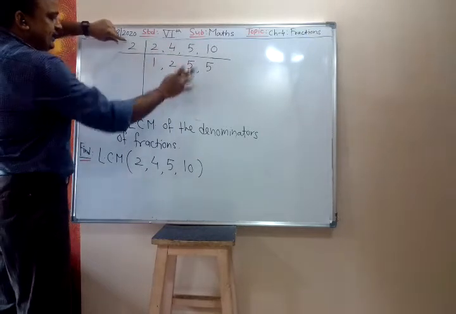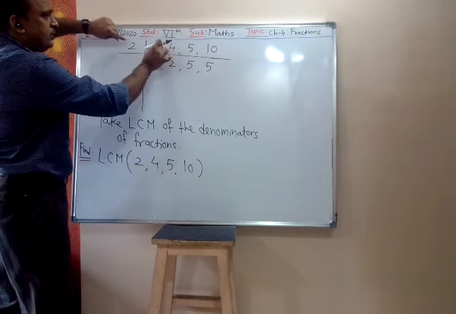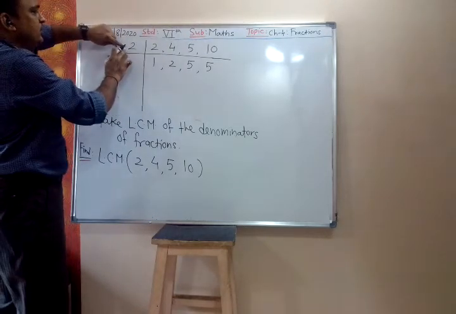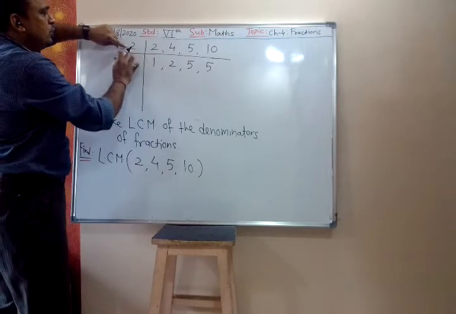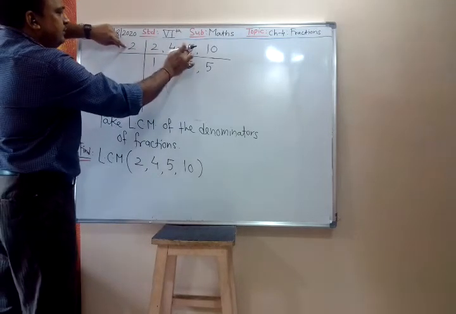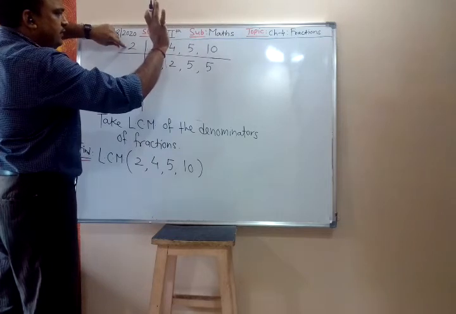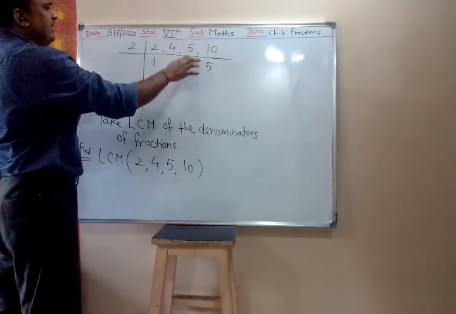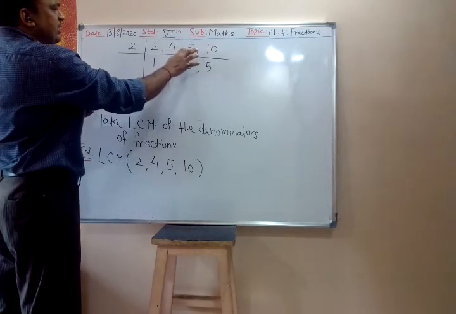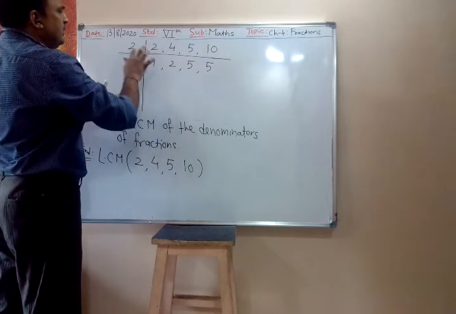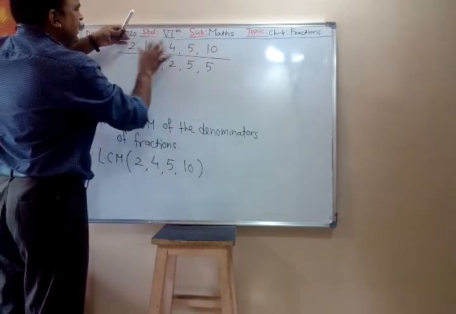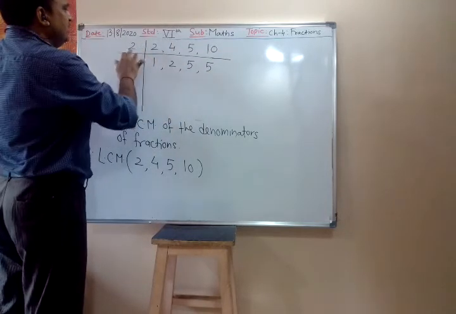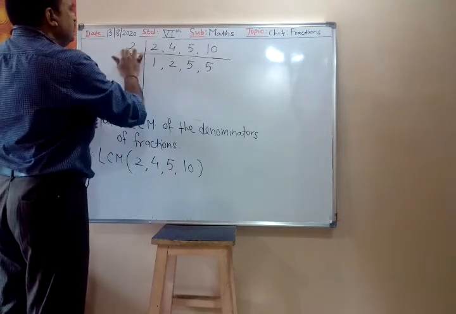So 2, 4, 5, 10. We write all these numbers on the right side. Then on the left side we take this number 2. 2 ones are 2, 2 twos are 4. Then 5 we cannot divide by 2, so 5 will remain 5 only. Then 2 fives are 10, so we divide 10 by 2.